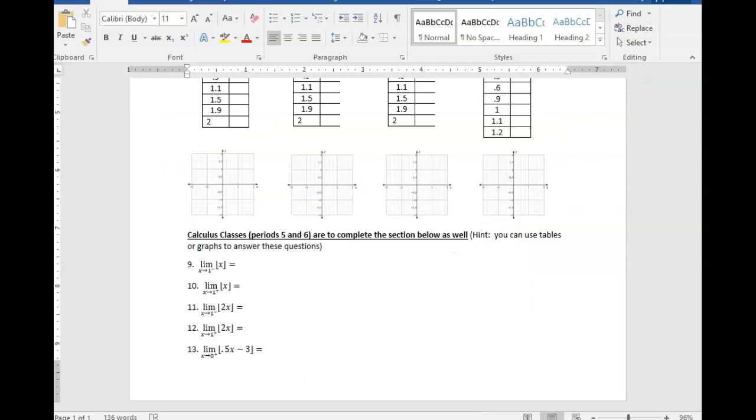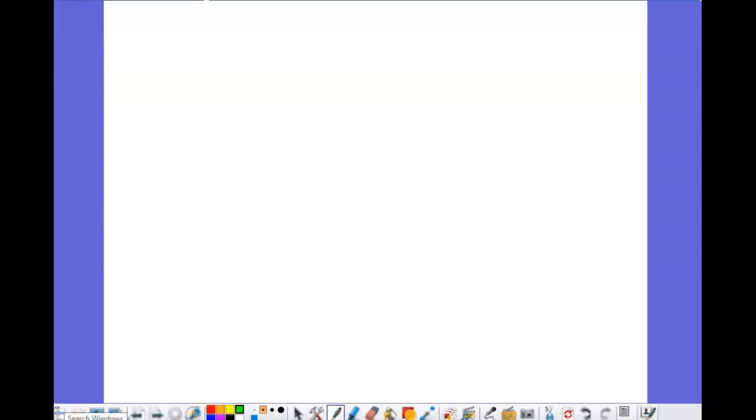And that's how you guys are going to be doing numbers 9 and 10. And you could do 13 that way too, although you're not going to have a graph for 13. So I want to show you guys another way to do it without using any graphs, okay? So I'm going to do a different example. I don't want to do those ones. I'm going to want you guys to do those.